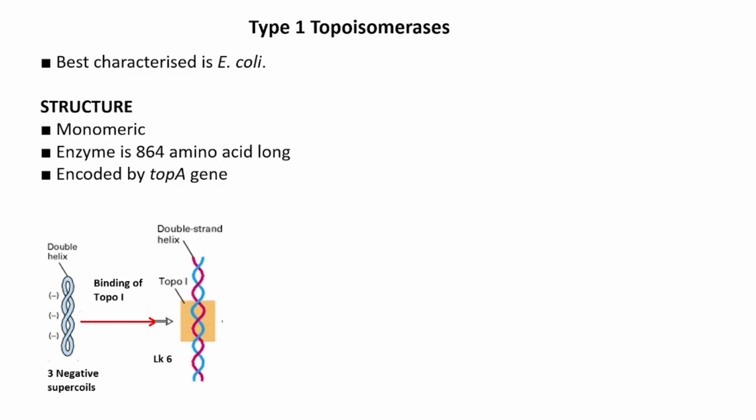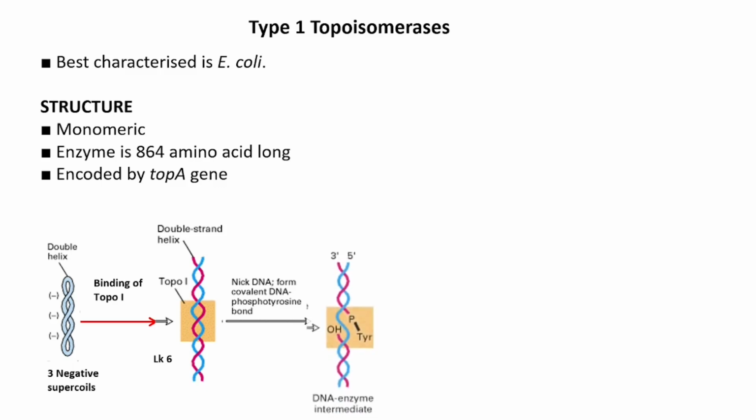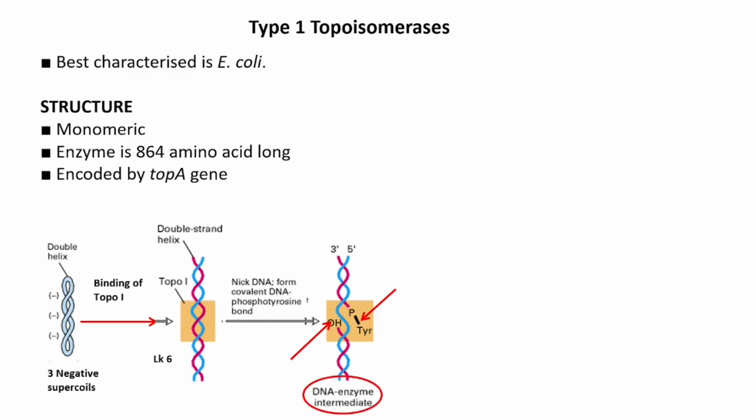The enzyme brings about a nick by breaking the phosphodiester bond. The energy released because of breaking of this phosphodiester bond is stored in a phosphotyrosine bond formed between the 5' phosphate and tyrosine residue present in the active site of the enzyme. The 3' OH end is held in place by binding non-covalently to a domain of the enzyme. Thus, a DNA enzyme intermediate is formed.